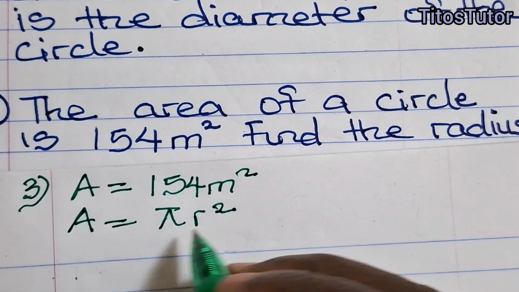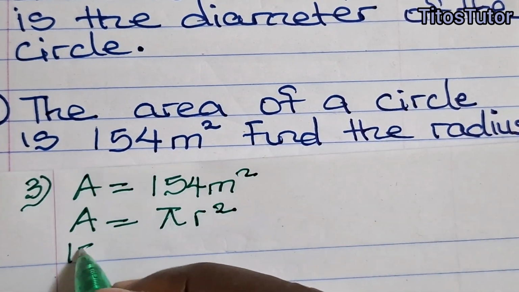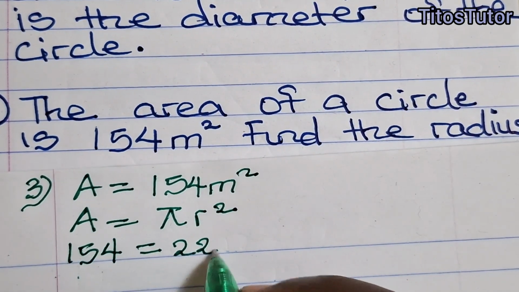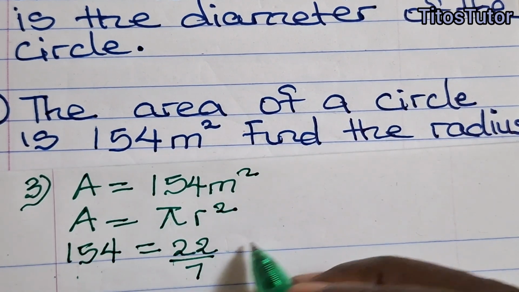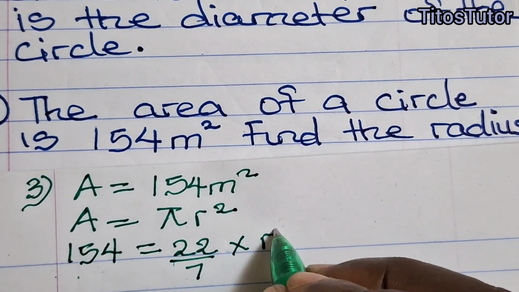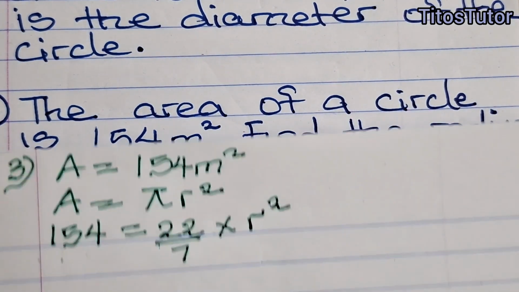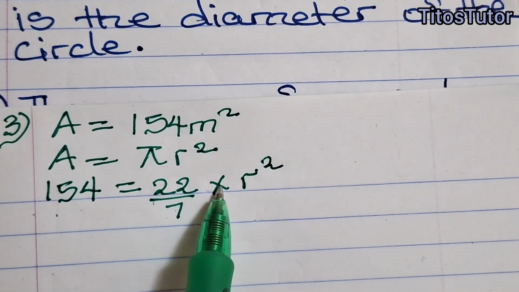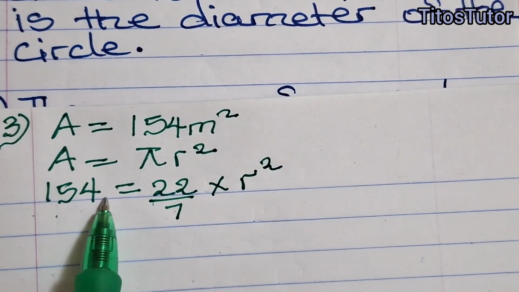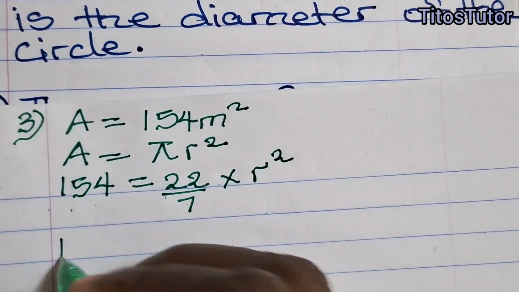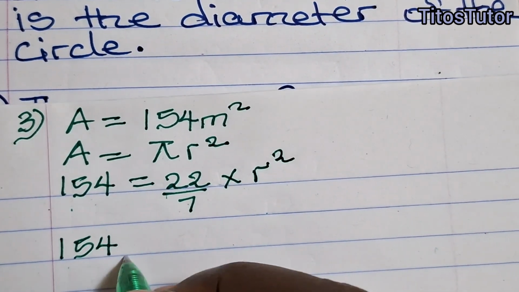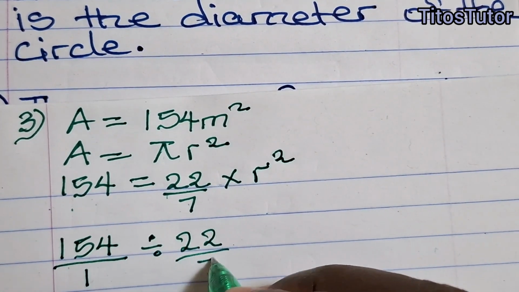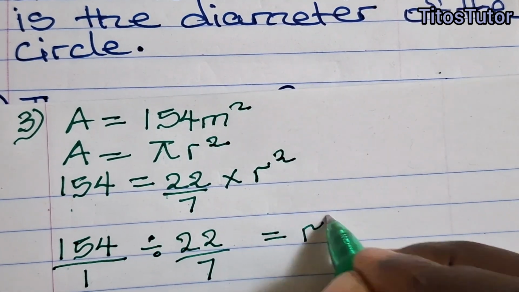Okay, so in this case, area was given, so I'm going to write my area under area, my equal sign. My pi is going to be taken as 22/7, and it's multiplying radius square. Okay, so I'm going to solve for radius now. I'm going to take this to the other side because it is multiplying. When it crosses an equal sign, it becomes division. So I have 154 all over 1 divided by 22 all over 7, and this gives me r square.